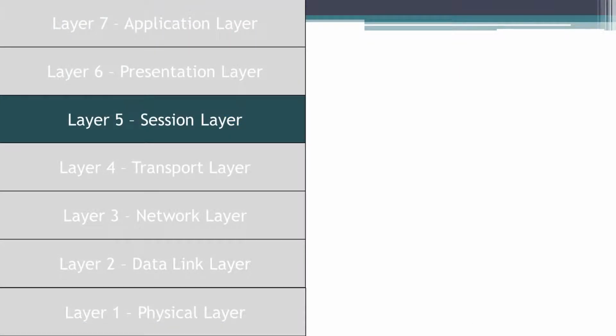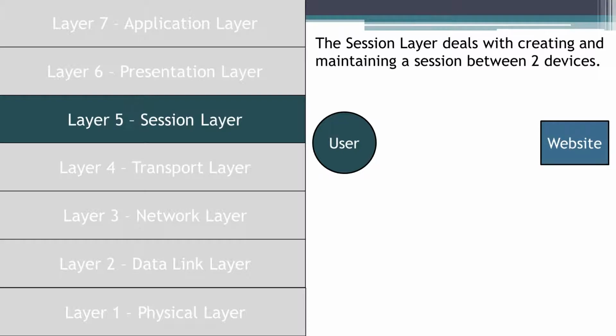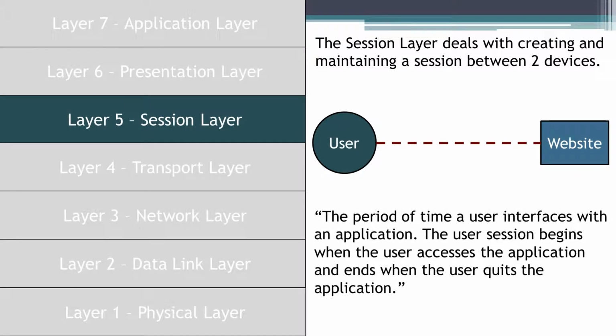Layer 5 is the session layer. The session layer deals with creating and maintaining a session between two devices. So for example, if you were trying to access a website, at the session layer, your computer would create a session with the web server that is hosting the website you're trying to access. Wikipedia describes a user session as the period of time a user interfaces with an application. The user session begins when the user accesses the application and ends when the user quits the application.